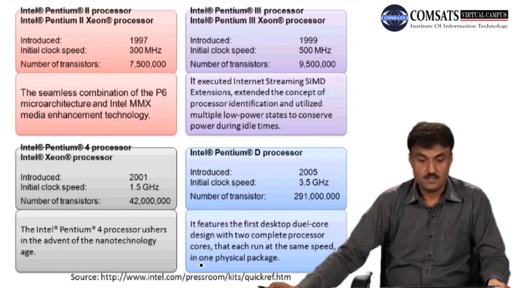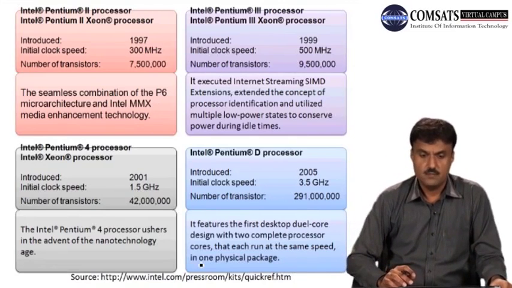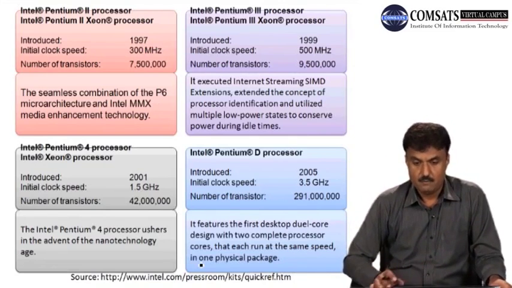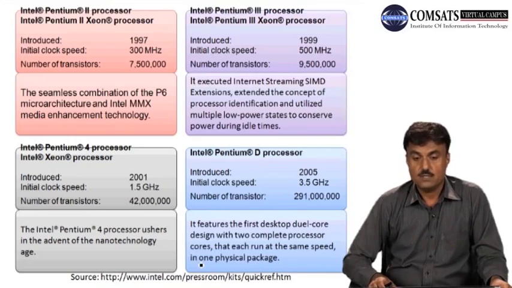This is the complete, or not complete, but most of the microprocessor lineup that has been produced from Pentium through to the Pentium D processor. You can see that in 1997 the clock speed for the Pentium 2 processor was 300 megahertz, and the number of transistors increased. This was one of the fastest processors, like the Pentium 2 and Pentium 2 Xeon processor. Xeon was a bit more powerful than the Pentium 2 processor.